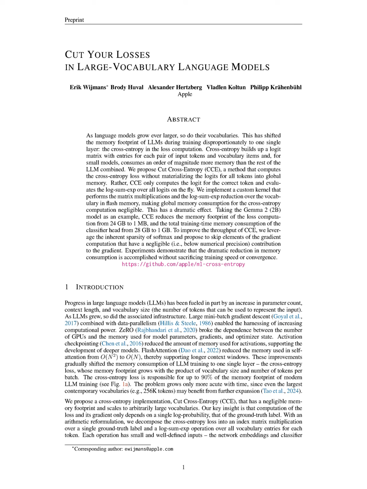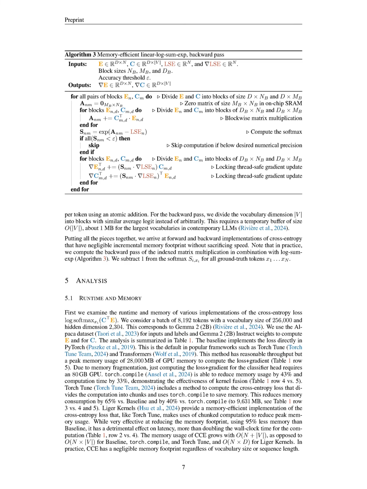The effectiveness of Cut Cross-Entropy (CCE) was validated through a series of experiments that compared its performance against existing methods, specifically using the Alpaca dataset for inputs and labels, and the Gemma 2-2b model for computation. The experimental design involved assessing runtime and memory usage for a batch of 8,192 tokens with a vocabulary size of 256,000 and a hidden dimension of 2,304. Performance benchmarks included comparisons of peak memory usage and computation time across various implementations, such as the baseline in PyTorch, torch.compile, torchtune, and Liger kernels.